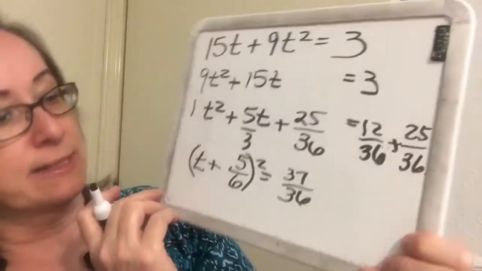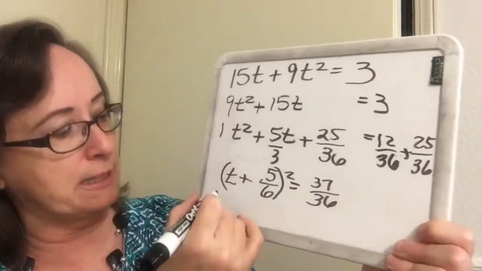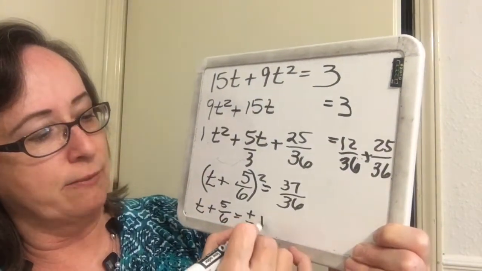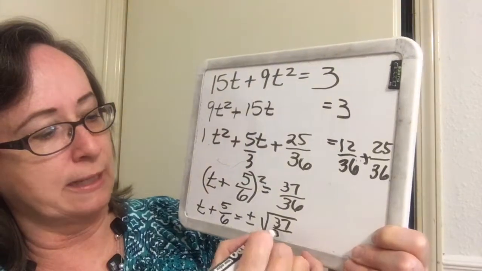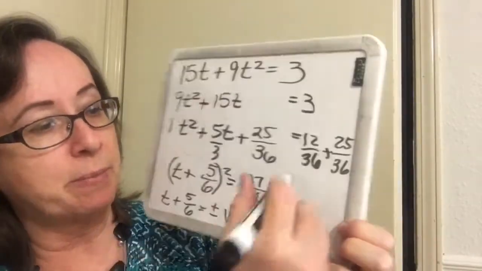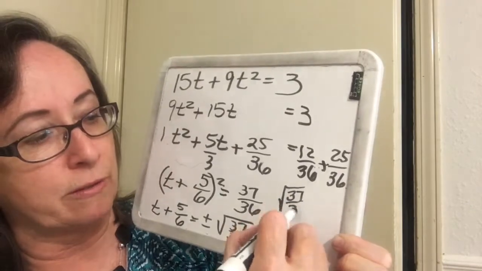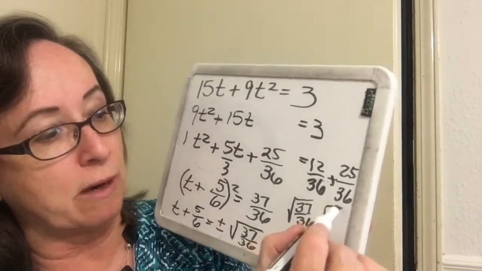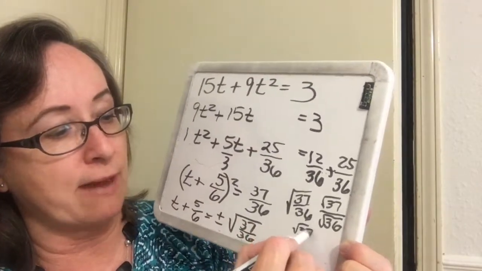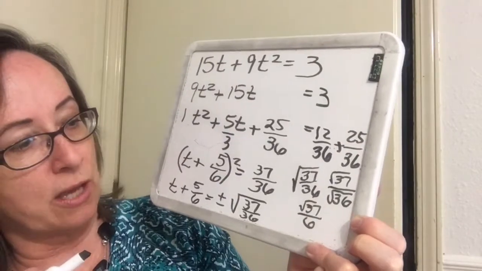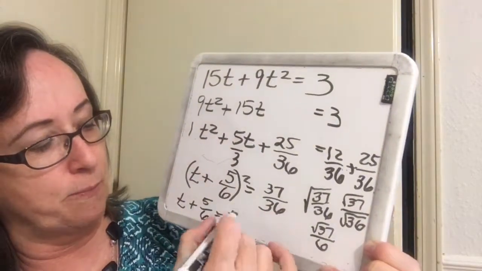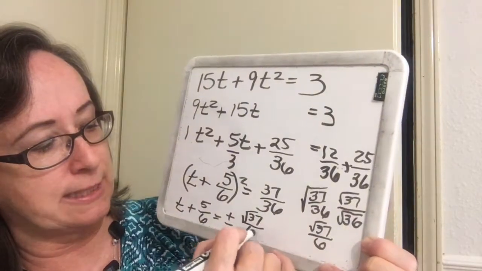Now I'm going to take the square root of both sides. So I take the square root of the left, I take the square root of the right with my plus and minus, and I get t plus 5 over 6 is plus or minus the square root of 37 over 36. Okay, but we just finished chapter 9, which was all about radical expressions. And remember, I can take the square root of 37 over 36, and I'm allowed to break that up into the square root of 37 over the square root of 36, which is square root of 37 over 6. Okay, so I'm going to just take this whole thing and change it to the square root of 37 over 6.